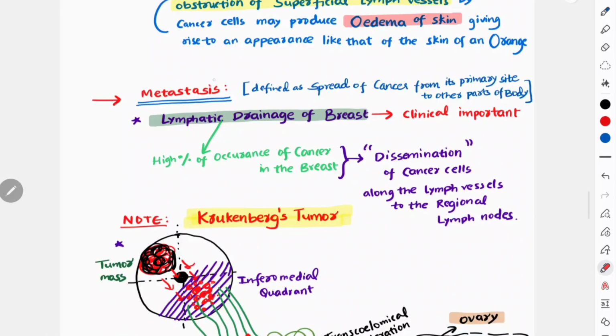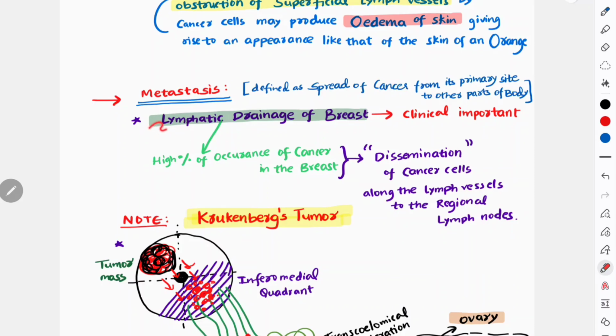Metastasis. This concept is very important. Metastasis is defined as the spread of cancer from its primary site, that is breast, upper lateral quadrant of the breast, to other parts of the body. So the tumor that is developed in the breast can metastasize to other parts of the body, like ovaries, brain, liver, bone. It can metastasize to any organ.